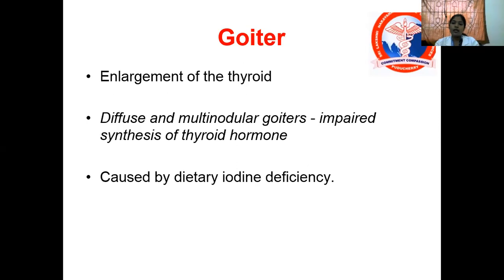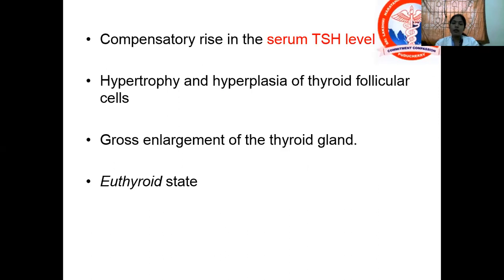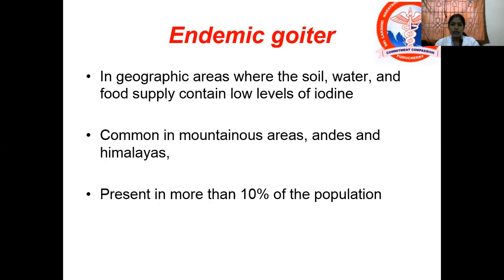Now, what is goiter? Goiter is nothing but just an enlargement of the thyroid gland. It can be diffuse or it can be multinodular goiter. It is mainly because of impaired synthesis of the thyroid hormone. It is caused by dietary iodine deficiency. So there is a compensatory rise in the serum TSH level. There is hypertrophy and hyperplasia of the thyroid follicular cells. There is gross enlargement of the thyroid gland, and the patients mainly will be in the euthyroid state.